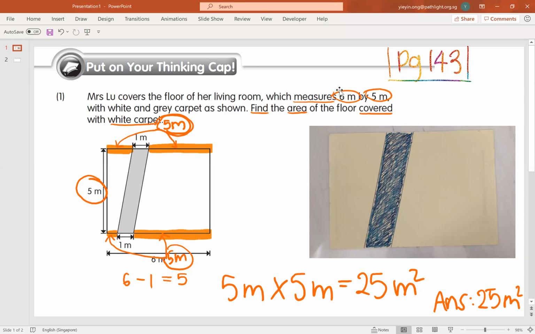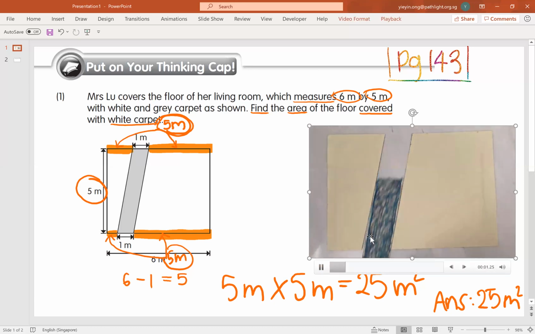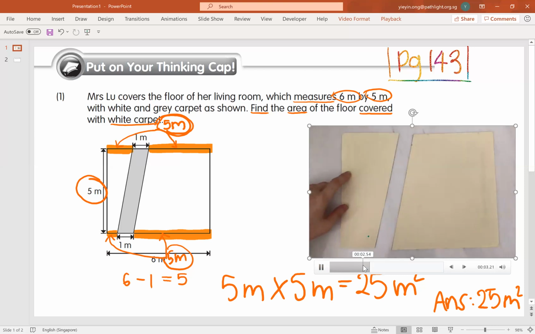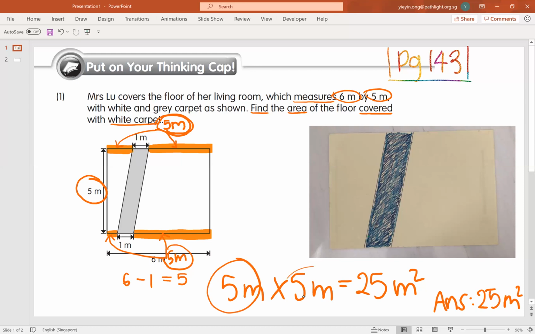If you need more time to visualize, you can replay the video so that you can see how, after removing the gray shaded part, I actually get back a full rectangle. But in this case, I get back a square because both sides are equal. You can try cutting out at home as well. Now I'm going to move on to page 144.